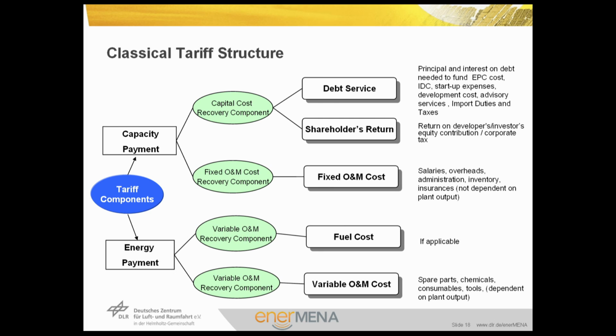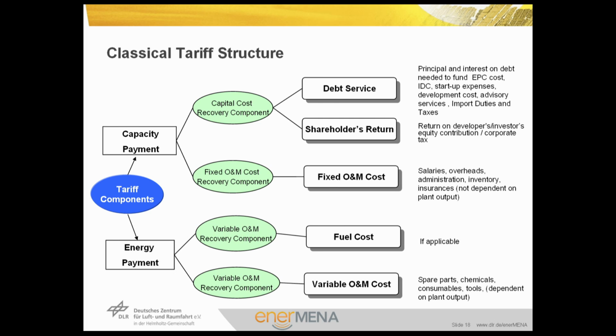The capacity payment has the capital cost and the fixed O&M cost recovery components. The capital cost component is firstly the debt service with its principal and interest on debt that is needed to fund the EPC cost, startup expenses, development cost, advisory services, import duties and taxes, and secondly, the shareholders' return. Since there is equity involved, there should be return on developers' and investors' equity contribution, or contribution tax.